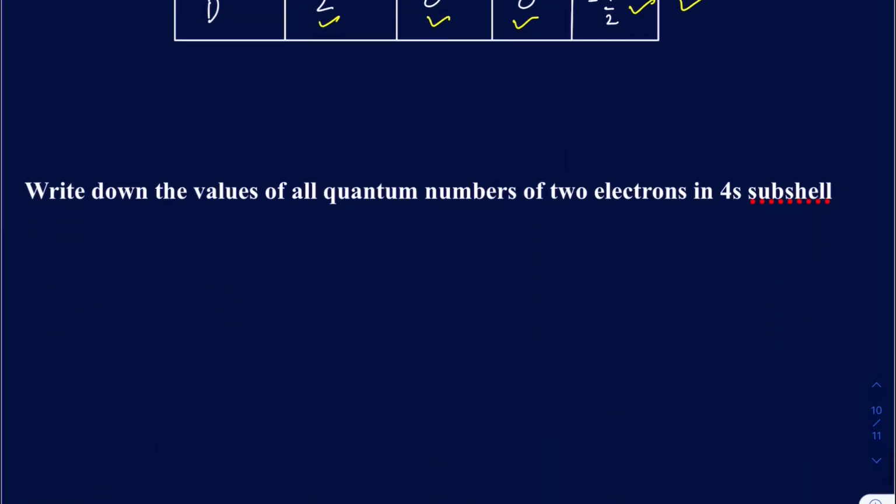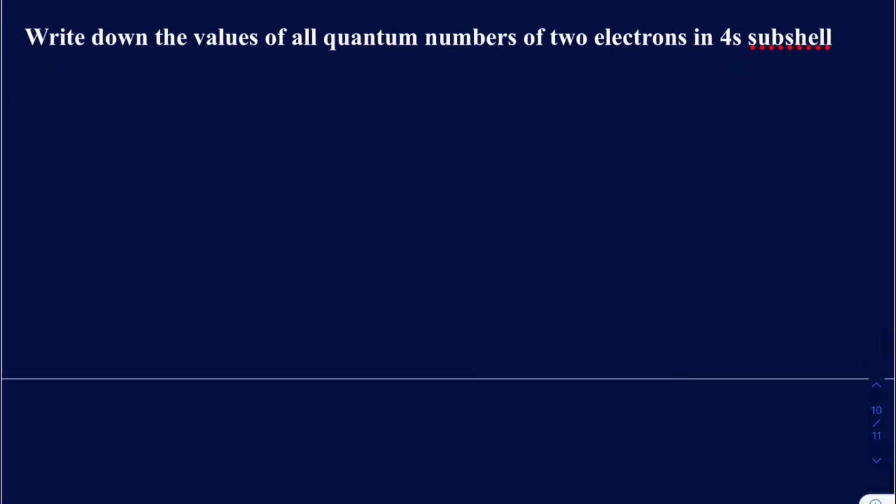Okay, let's look at this last question here. It's asking you to write down all the quantum numbers of 2 electrons in the 4s subshell. So I have 2 electrons in 4s2. Remember how many electrons you can place in 4s? Well, it's an s subshell which carries only 1 orbital, so the maximum electrons you can put in an s subshell is 2 anyways. So let's call that electron 1, and let's call that electron 2.